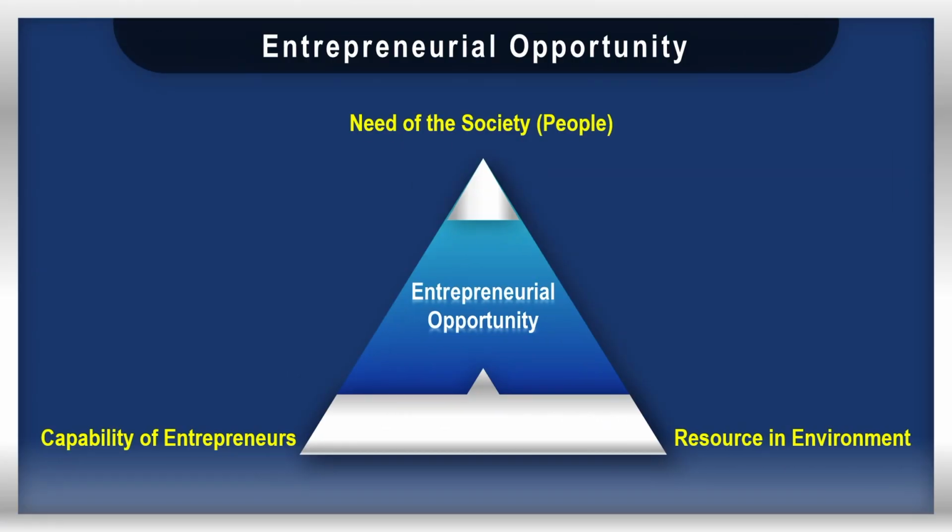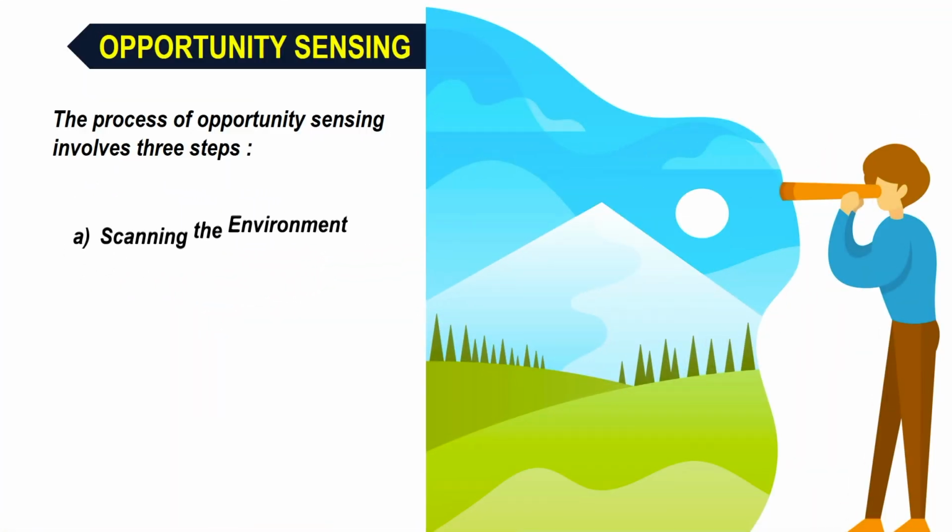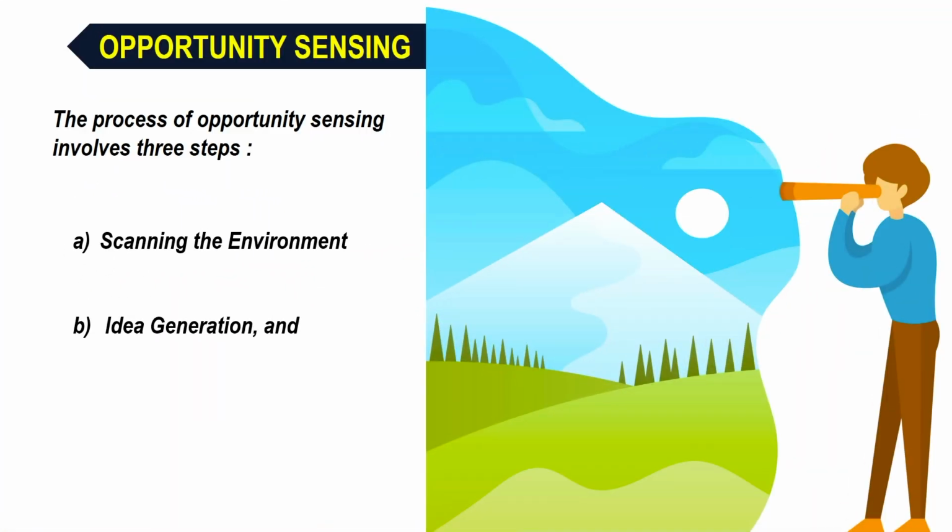This is the graphical picturization of this same thing. So, we have the needs of the society, that is the people, then the capability of the entrepreneur and resources in the environment, and then from there we find out the entrepreneurial opportunity. The process of opportunity sensing basically involves 3 steps. The first is scanning of the environment, second is generating an idea, and third is product or service selection. Now, let us take them one by one.